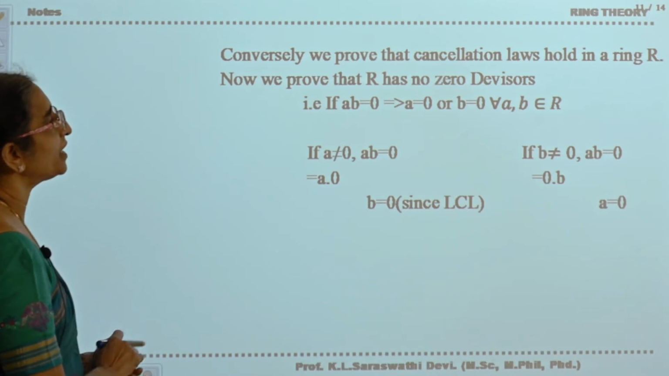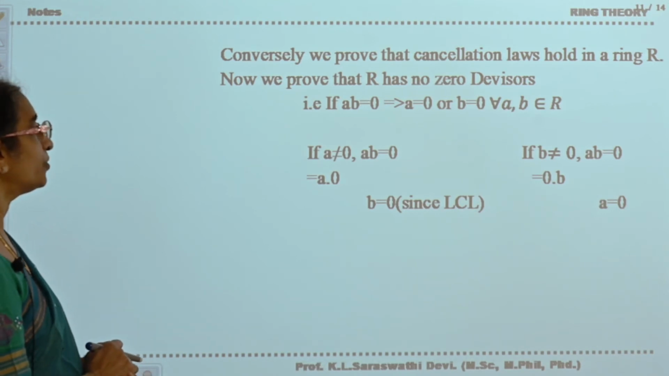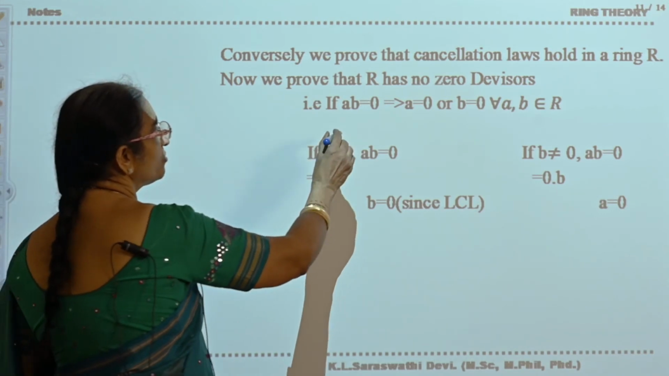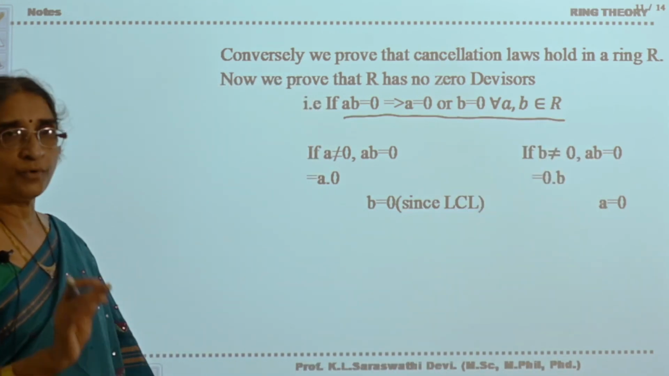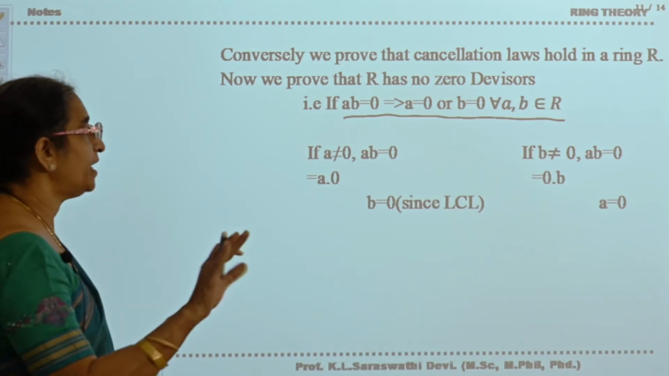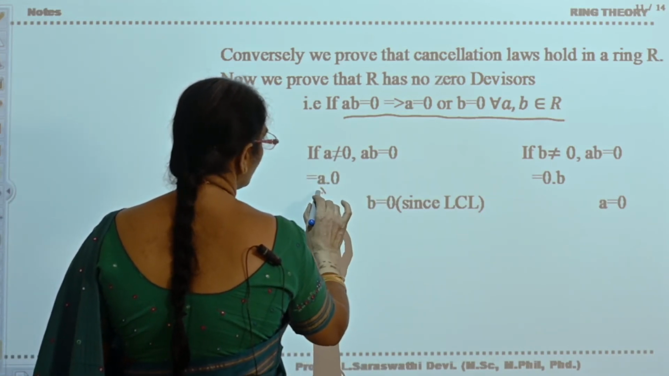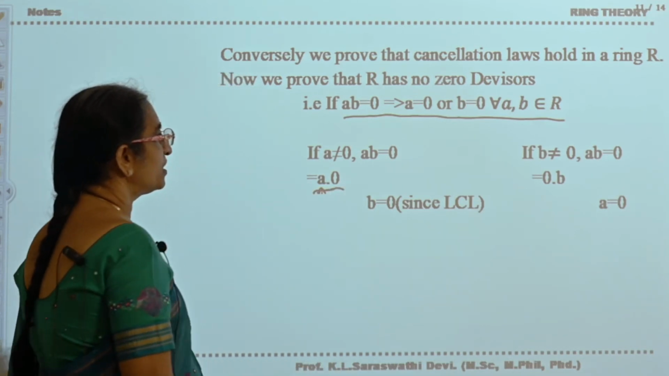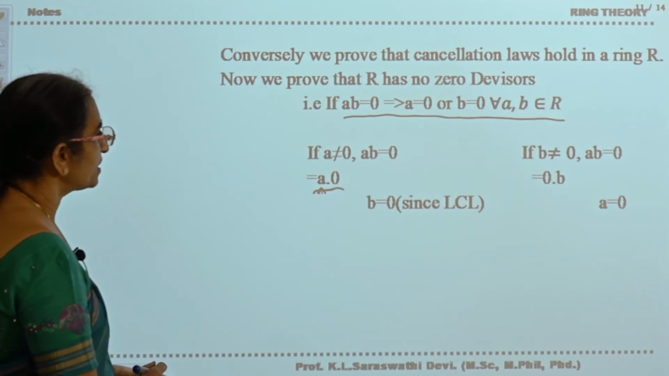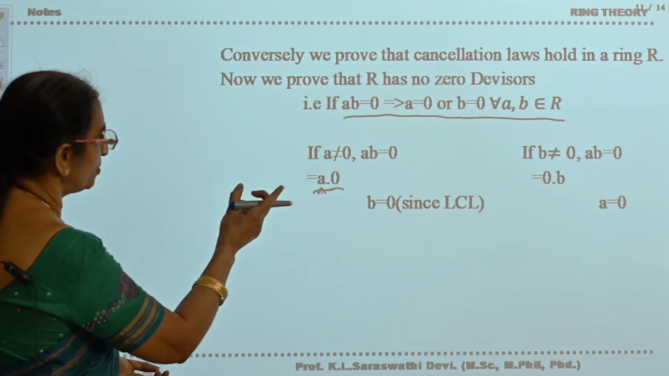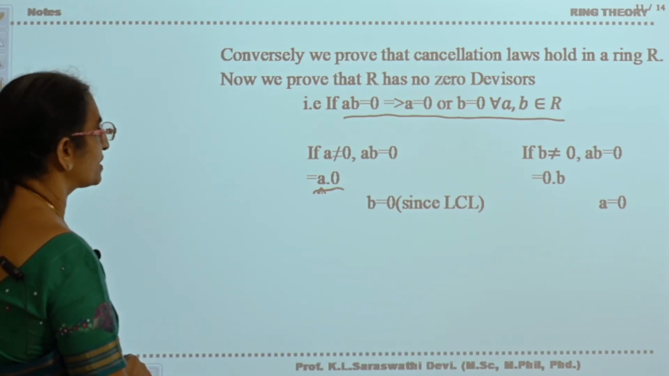Now, we prove that R has no zero divisors. That is, AB is equal to 0 implies either A is equal to 0 or B is equal to 0. Suppose A is not equal to 0 and AB is equal to 0. So, from this you can write this is equal to A into 0. AB is equal to 0 means B is equal to 0 by the left cancellation law.